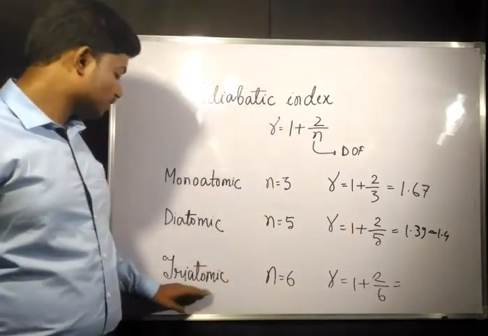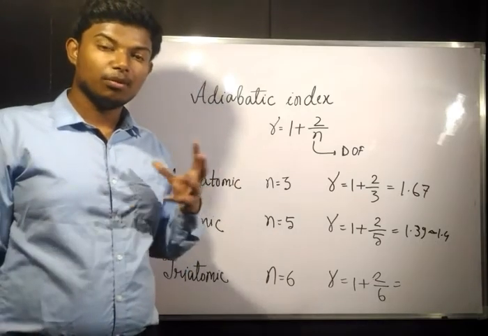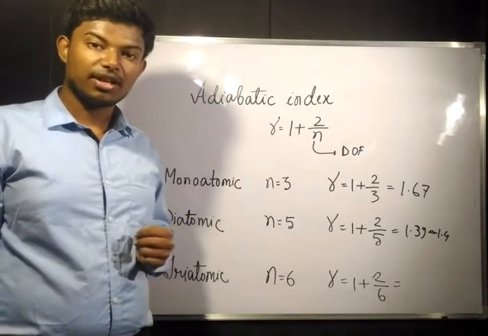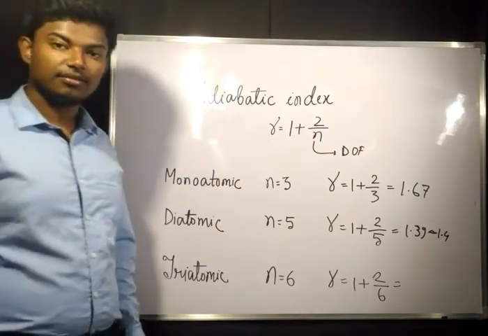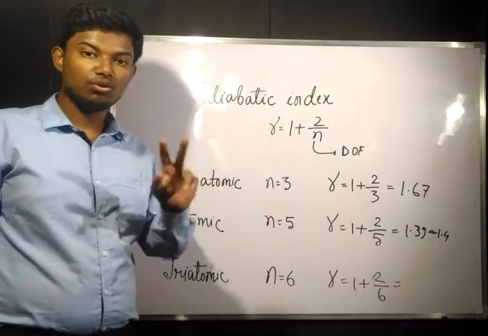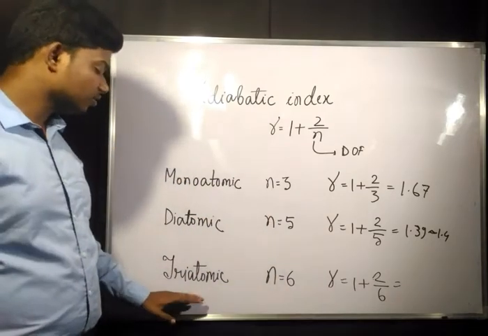Okay, and the next one is triatomic gas. Triatomic gas means what? 3 atoms will form a molecule, like carbon dioxide, sulfur dioxide. These are the examples of triatomic gases. Carbon dioxide, what happens? 1 carbon and 2 oxygen. So 3 atoms are there to form one molecule of carbon dioxide. So this is triatomic gas.